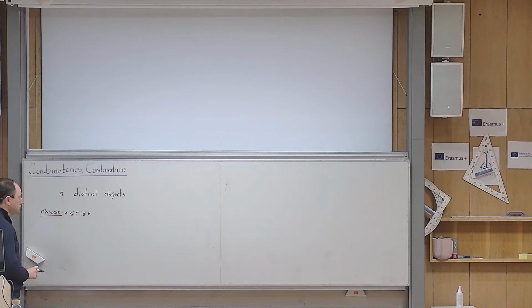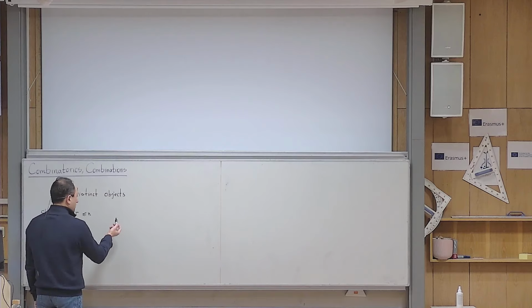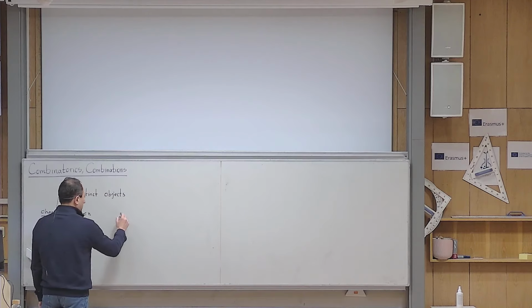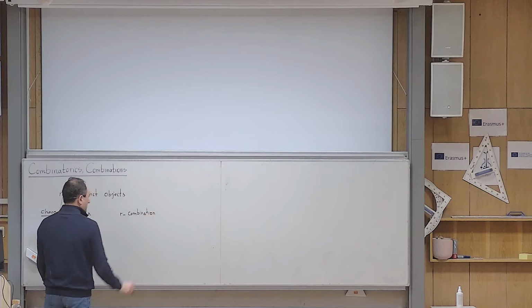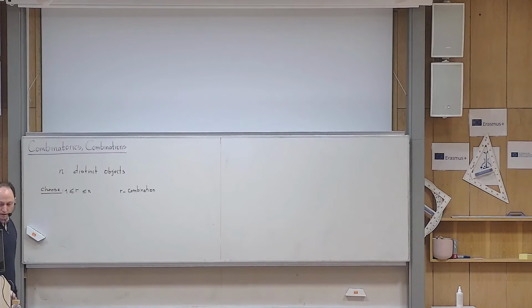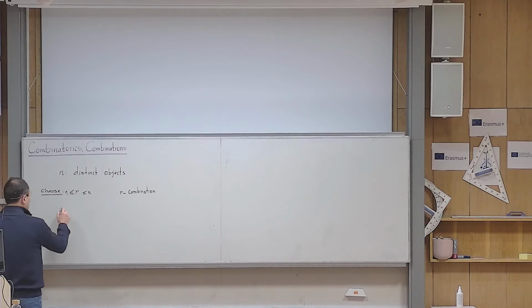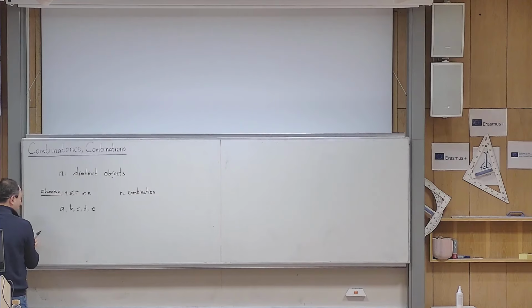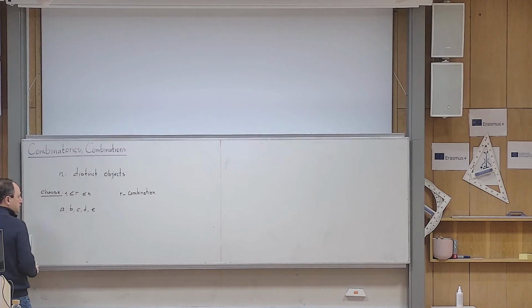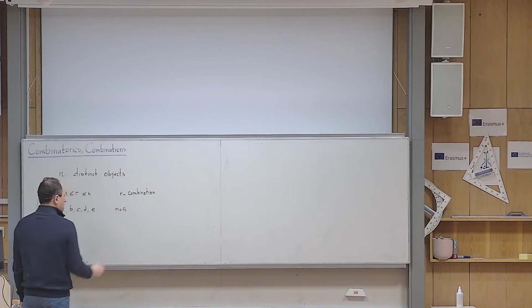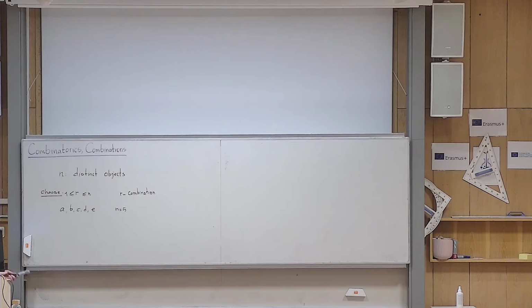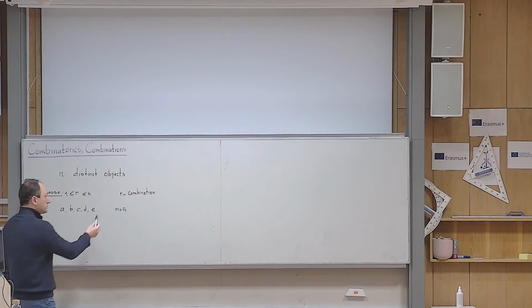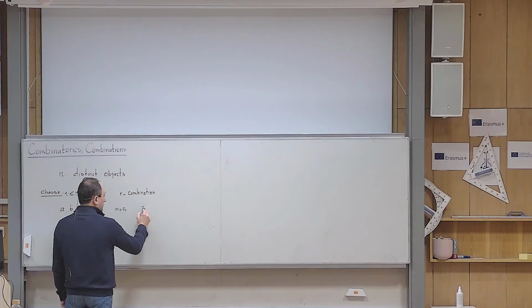Each one of those items is called an r combination. So for example, if I give you these letters A, B, C, D, and E, these are distinct objects, 5 of them I have. So in this problem, n is 5. I ask you to write all 3 combinations. I just want you to know the meaning of the r combination. So here I am asking you to write down all 3 combinations.